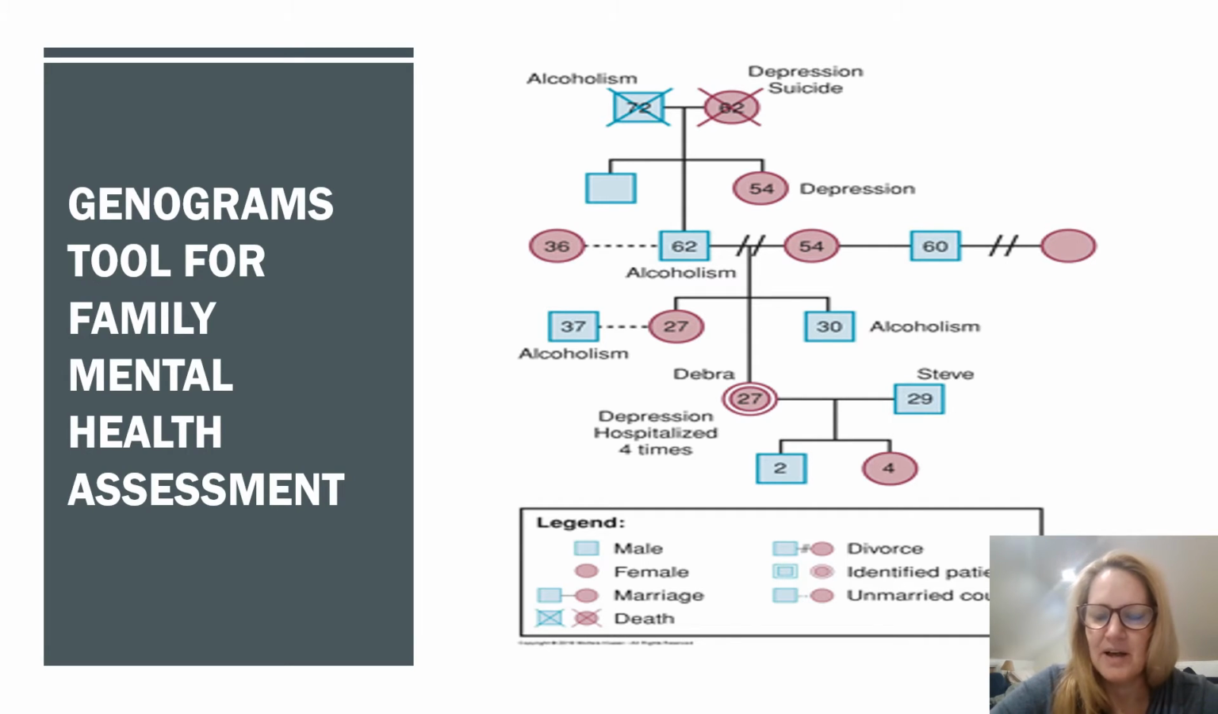But also, mental health has a lot of genetic components to it. So here's a genogram that might be used as an assessment tool. And this particular one is just looking at depression and alcoholism, which are directly linked. So you see how they can go through the family tree and kind of determine, oh, you've got a strong propensity for this.